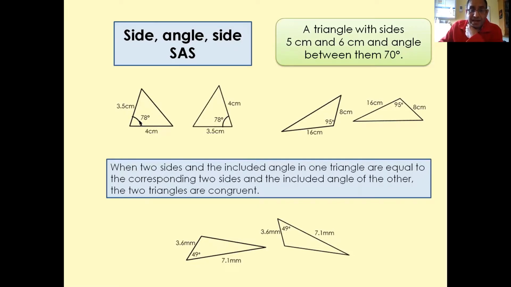side, angle, side. So when two sides and the included angle in one shape, in this case a triangle, are equal to the corresponding sides and the included angle in the other triangle, the two triangles are going to be congruent, and the rule for this is SAS.